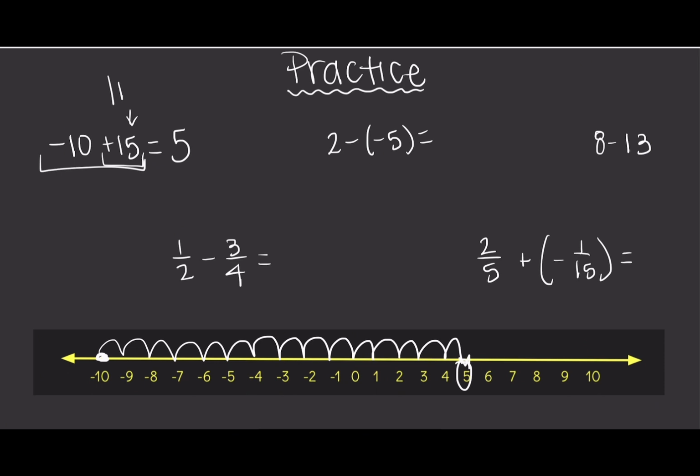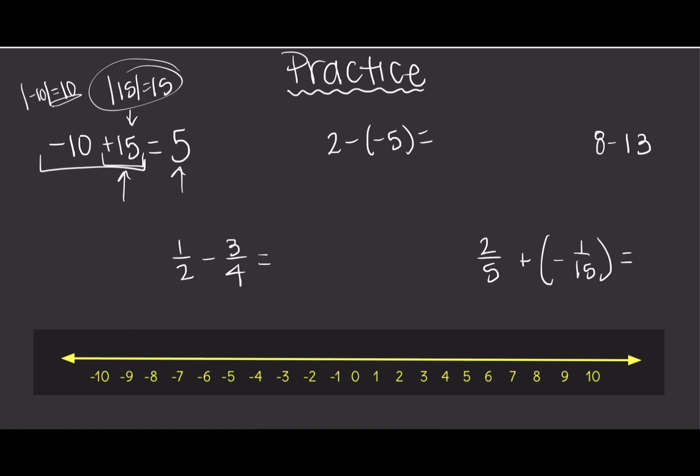The absolute value of 15 is 15, and the absolute value of negative 10 is 10. And this number, 15, is greater than 10, and the 15 is positive. So that means our answer is also going to be positive. In this problem, there's more positivity, and that is going to rule over that negativity, so it's going to be a positive 5.